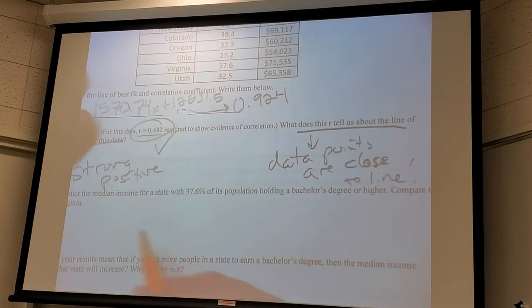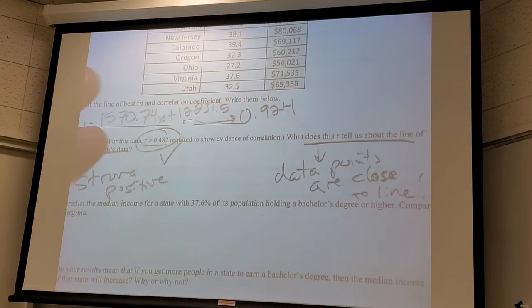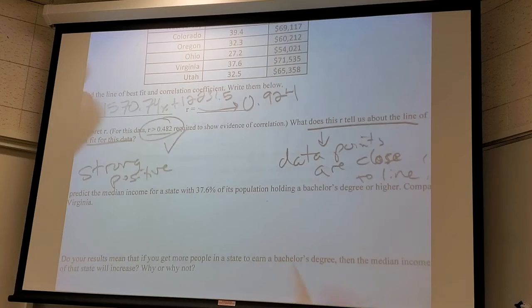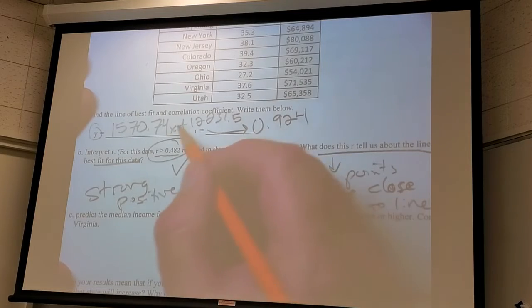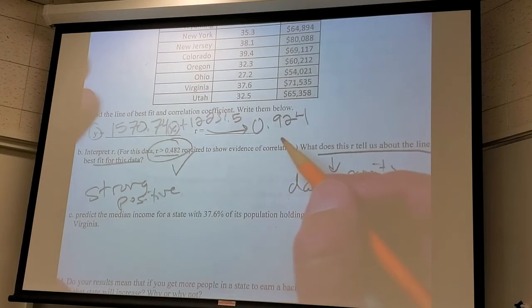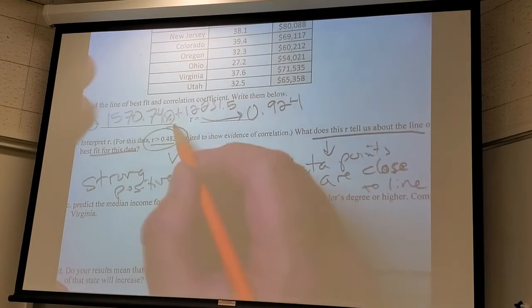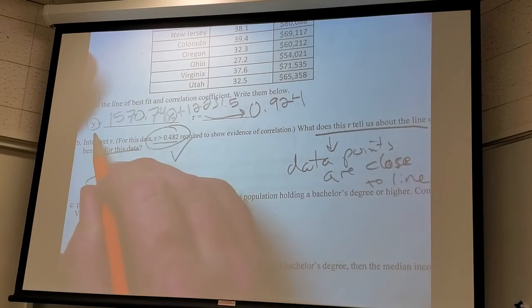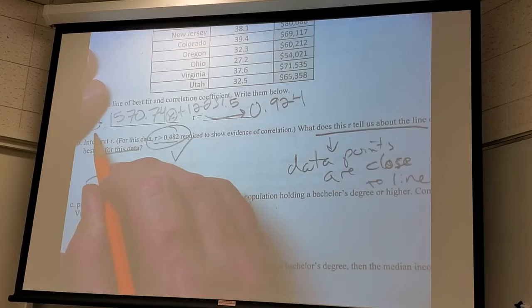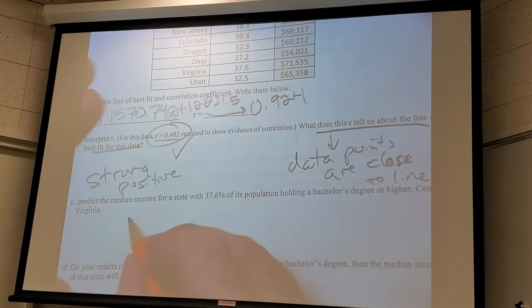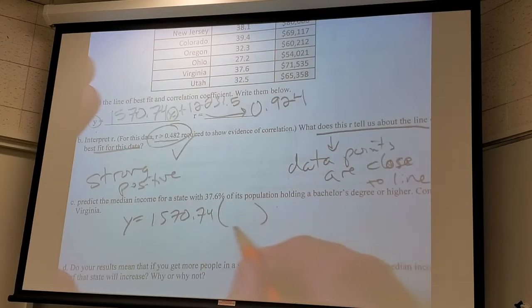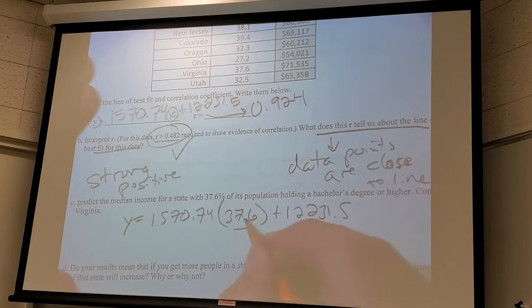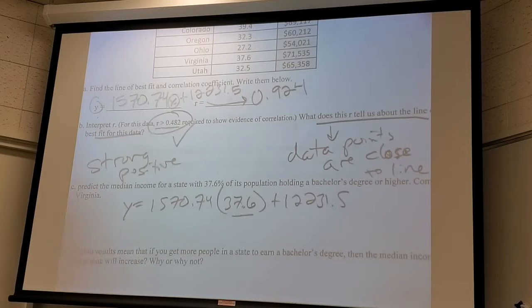Now, how do I do this part C? Anybody do this part C yet? Yeah, because in this equation, what does Y stand for? Money. And what does X stand for? Percent with a bachelor's? Okay, I like it. So if I know the percent with a bachelor's, I can predict the amount of money it's going to make, or the median income. So Y is 1570.74 times, what do I put here? 37.6. Yeah, because we created an equation that can handle percentages, and then you just plug it in, right?